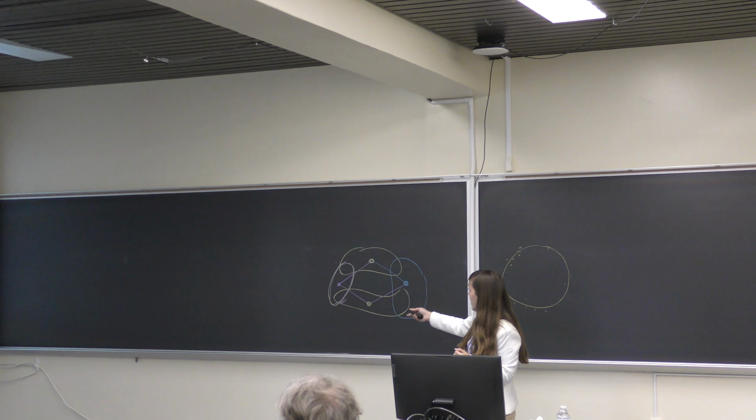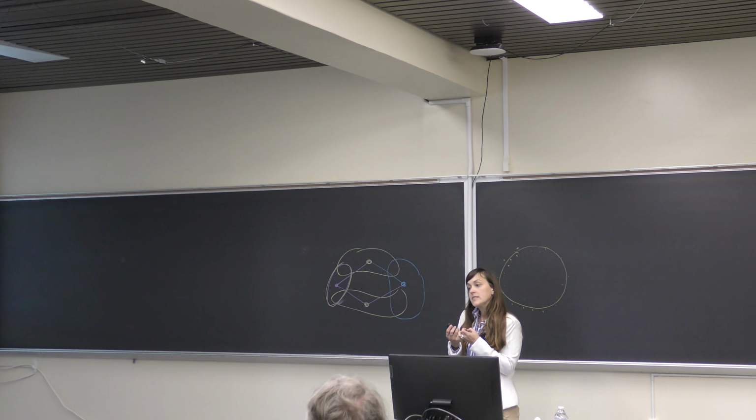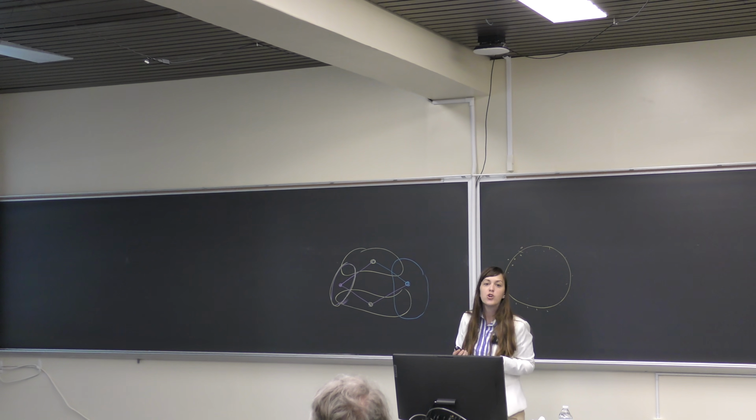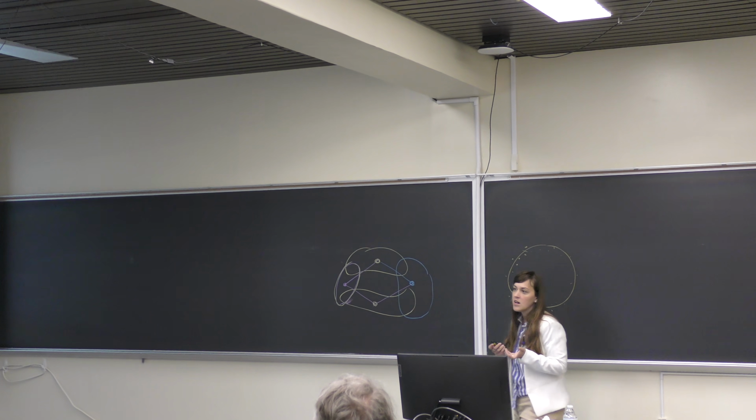So there are some theoretical guarantees that come from the nerve lemma. It's just that they're not always satisfied. But here we are approximating the space.